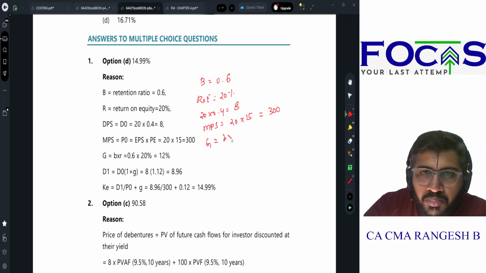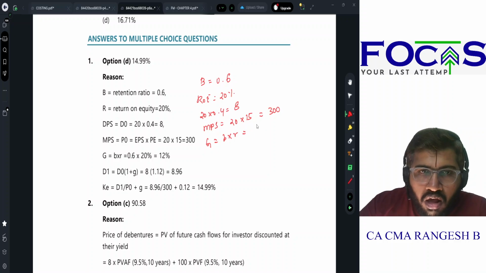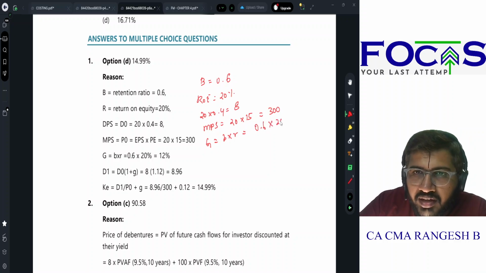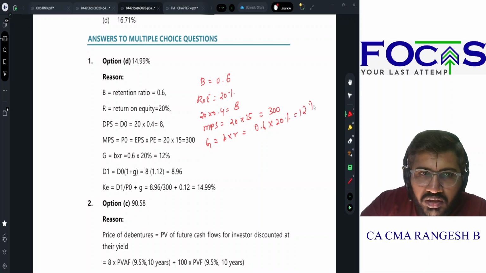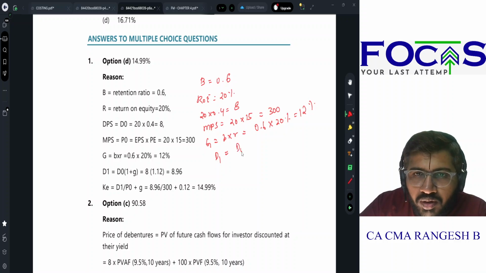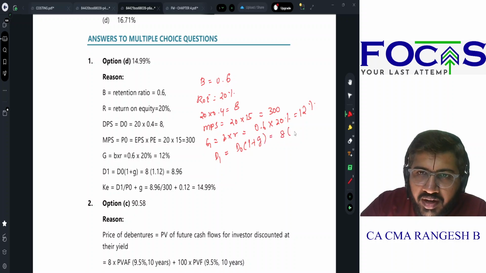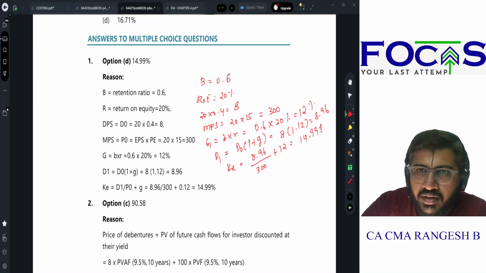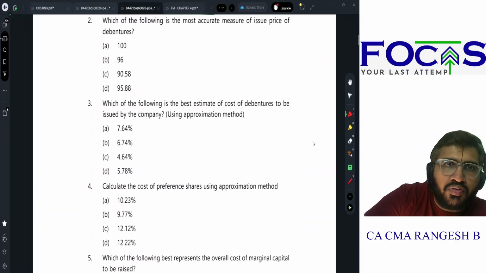G is equal to B into R. So 0.6 is my B. R is 20 percent. So growth is 12 percent. D1 is how much? D0 into 1 plus G. D0 is how much? 40 percent of 20 rupees, which we have calculated, into 1.12. So this will be 8.96. So my cost of equity will be D1 by P0 plus G. This will give me 14.99 percent. That is my cost of equity.